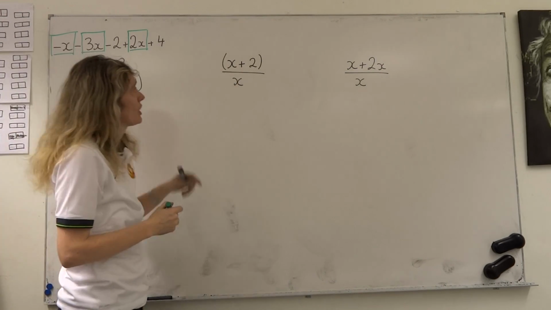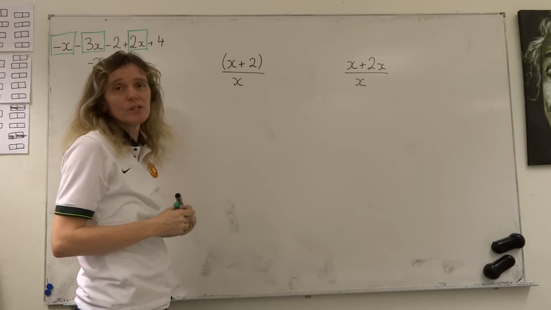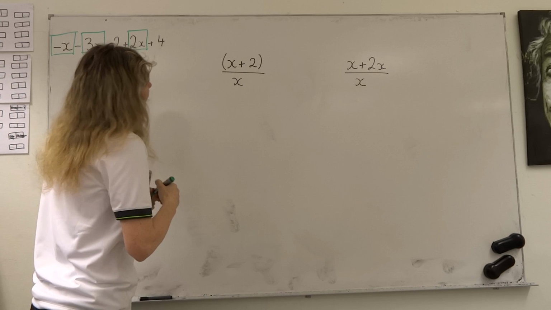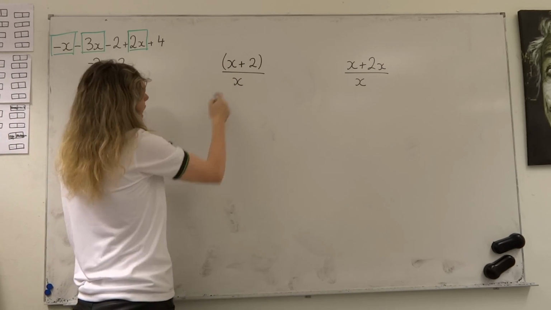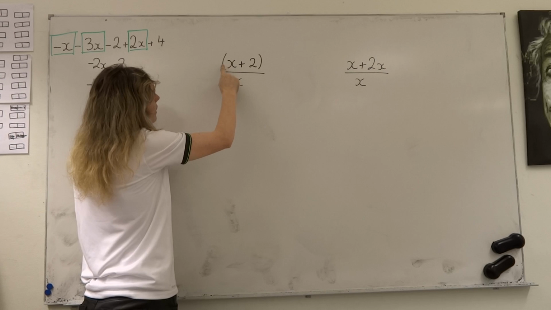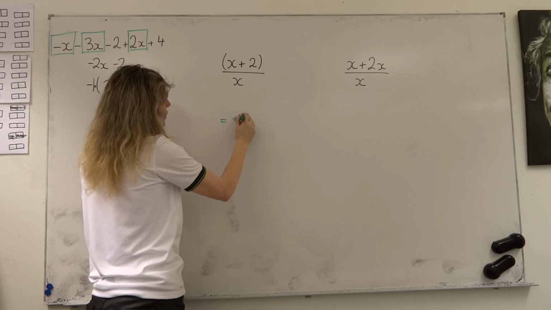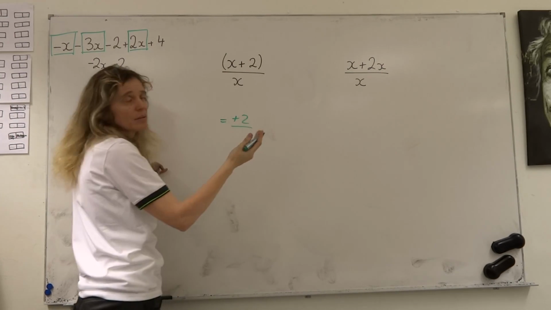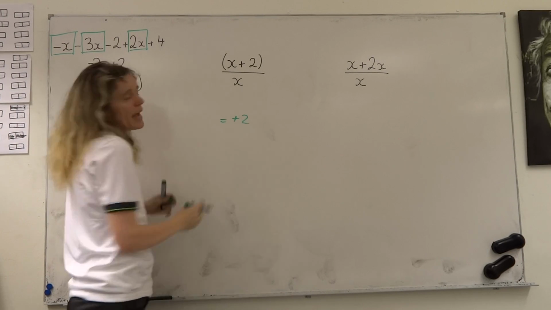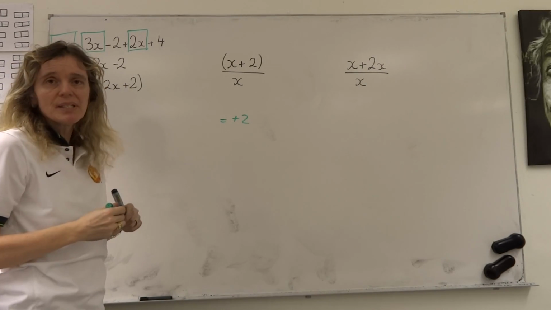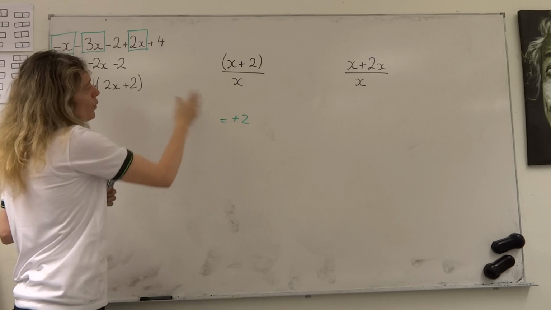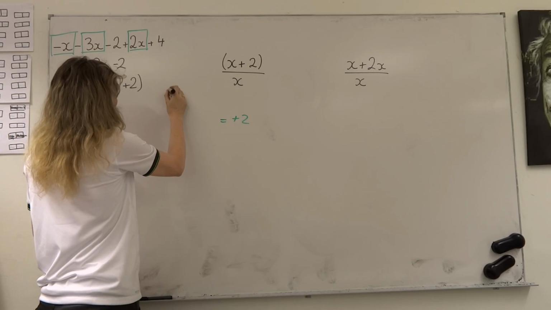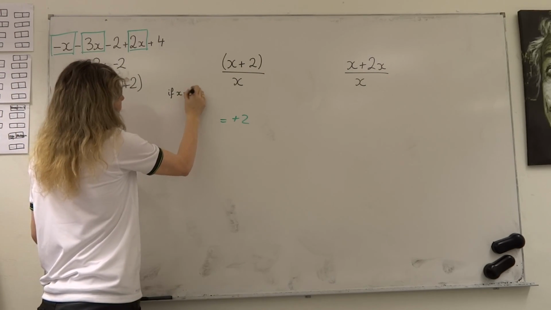If we have an expression like this where we have x plus 2 divided by x, if we were to cancel the x's here, we'd get plus 2 divided by nothing, because the x's cancel. So we'd get the answer plus 2. Let's put some numbers in here for x and see if that's right. Will we get the answer 2 if x equals 5?